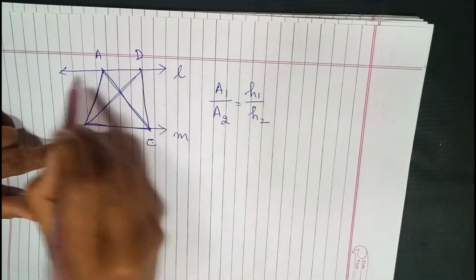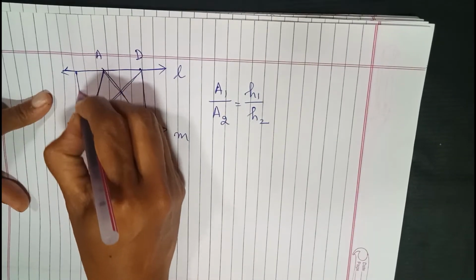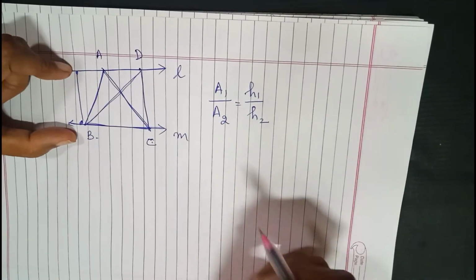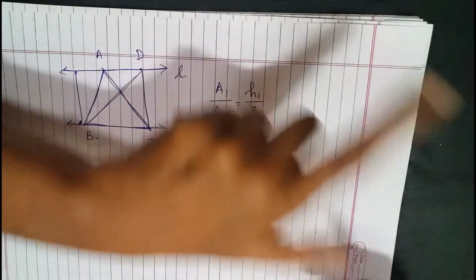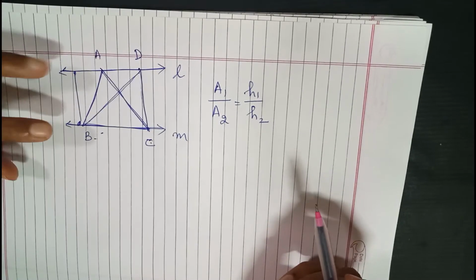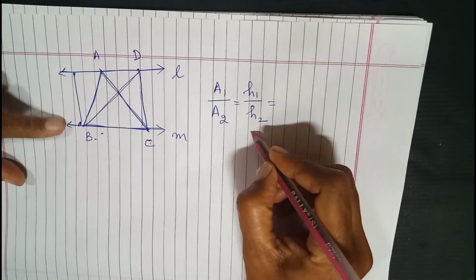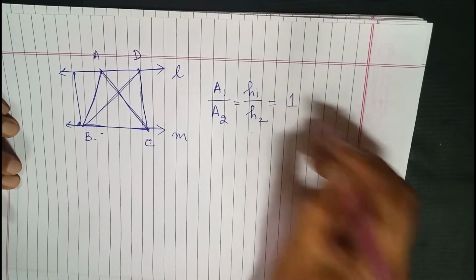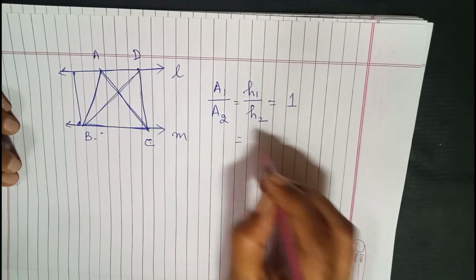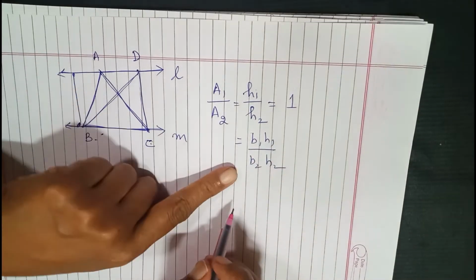Now, in this case, the two lines are parallel. And we know the distance between two parallel lines is always equal throughout. That means the height of the two triangles is also going to be equal. That means H1 and H2 are also equal. So what remains is nothing but 1. That is, B1 H1 upon B2 H2 was the original formula.